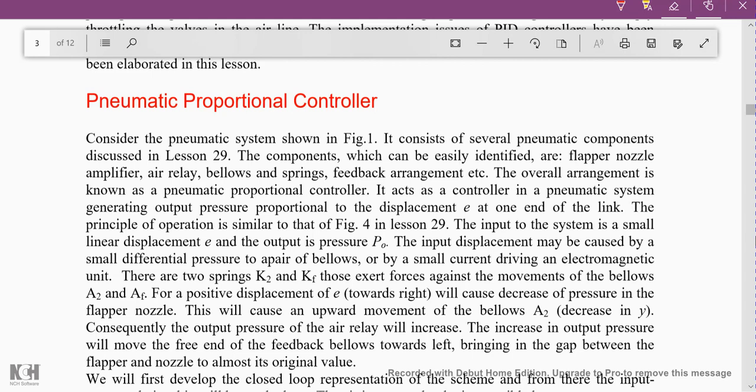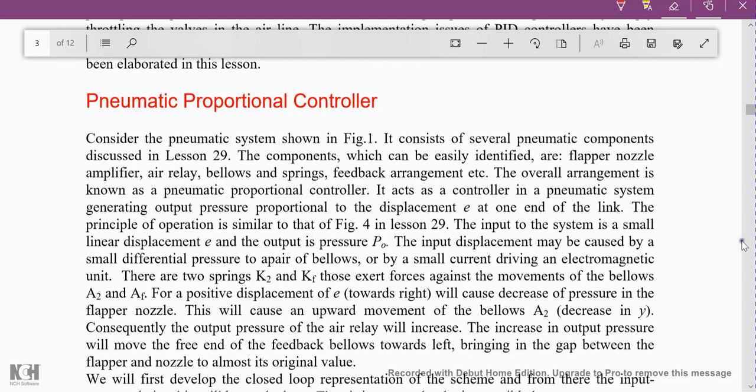In the previous video lectures 1 and 2, we have already seen various components of pneumatic control, and also the types of controllers we can obtain, that is open loop controller and closed loop controller, with the help of pneumatic control components. So in this particular video lecture, we are going to see about the pneumatic proportional controller.